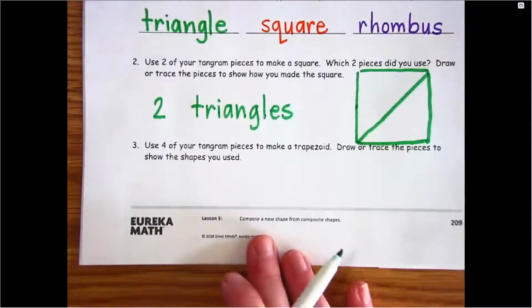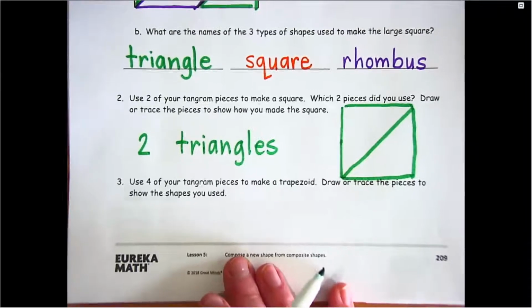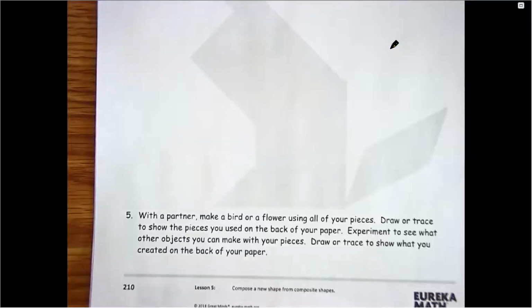Number 3, use 4 of your tangram pieces to make a trapezoid. Draw or trace the pieces to show the shapes you used. What shapes will you use to make a trapezoid? You need to use 4 of them. Tricky, tricky. I will give you a minute to think about that. Pause the video if you need more time to finish number 3.